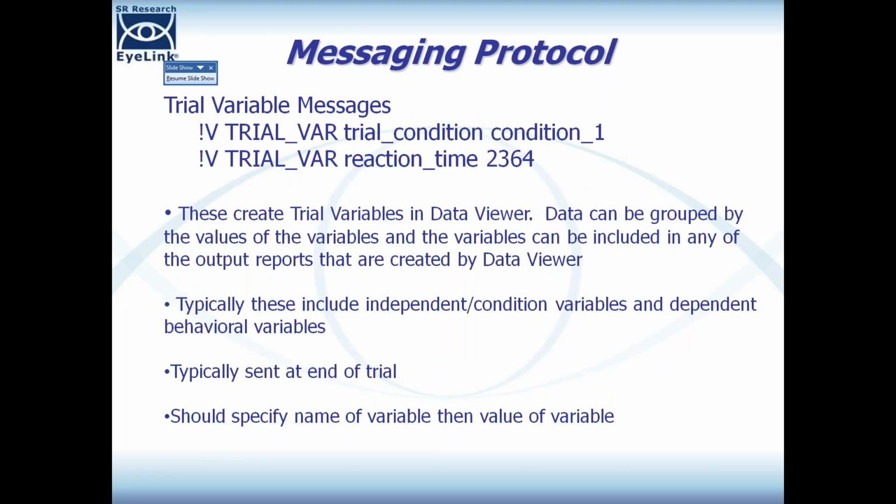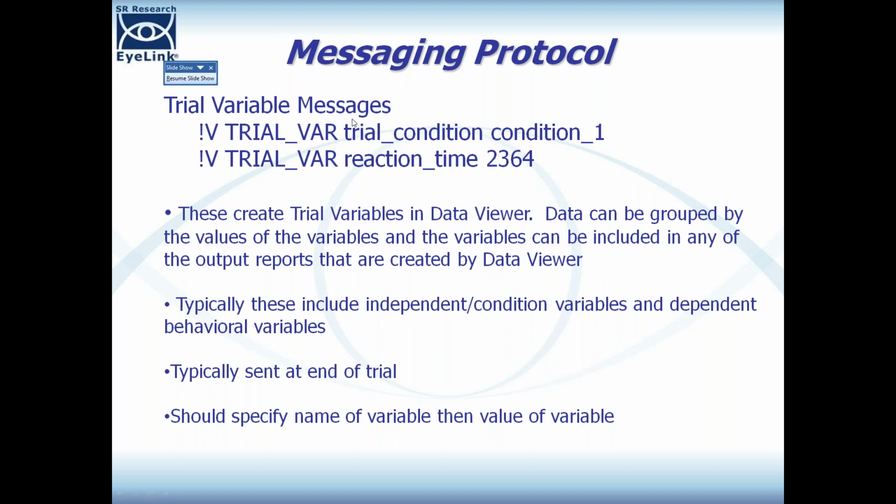Okay, then another thing that you're going to want to log are the trial variables. In your experiment, you're usually going to be manipulating independent variables, or changing trial conditions across trials. Usually at the end of the trial, you would send these special messages called trial variable messages to log the different values of your trial variables. And these can be used for both independent and condition variables and for dependent behavioral variables like reaction time, accuracy, which key they pressed, that type of thing.